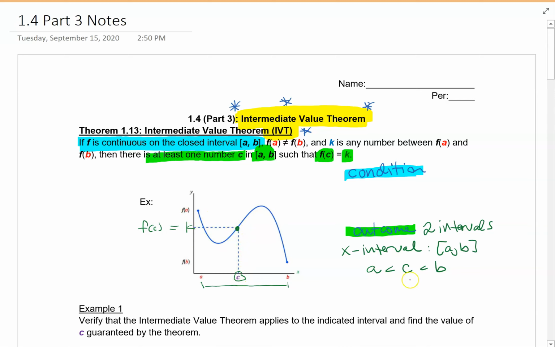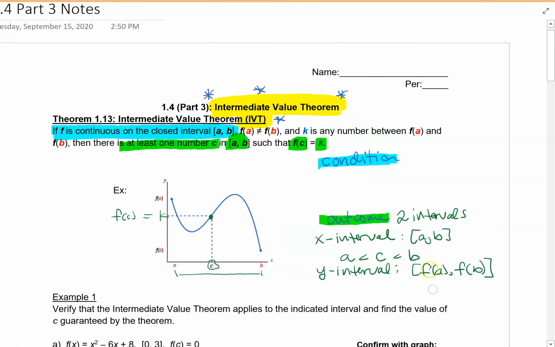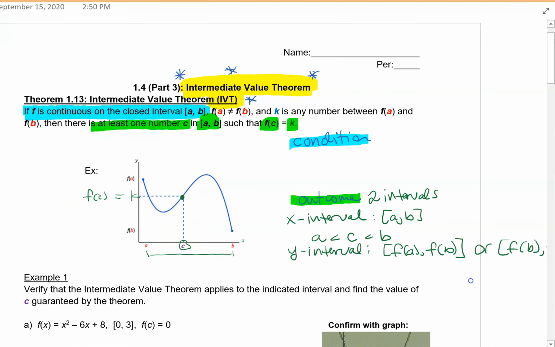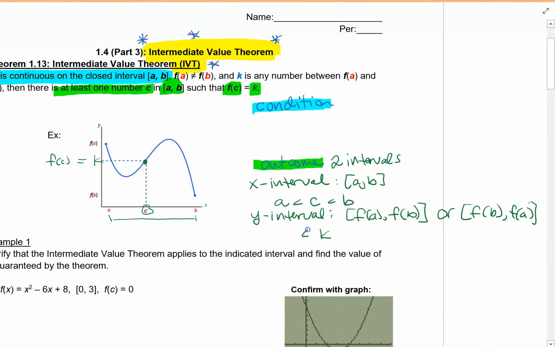Then that's the second interval, the y interval. We always want to keep the two intervals straight. The y interval is between the corresponding y values, f of a and f of b. Now notice though, f of a is not always less than f of b. In fact, in this example, f of a is actually greater than f of b. So I'm going to write, or sometimes f of b is less than f of a. Now, k is in between those two. So k is a y value that is between the endpoints.